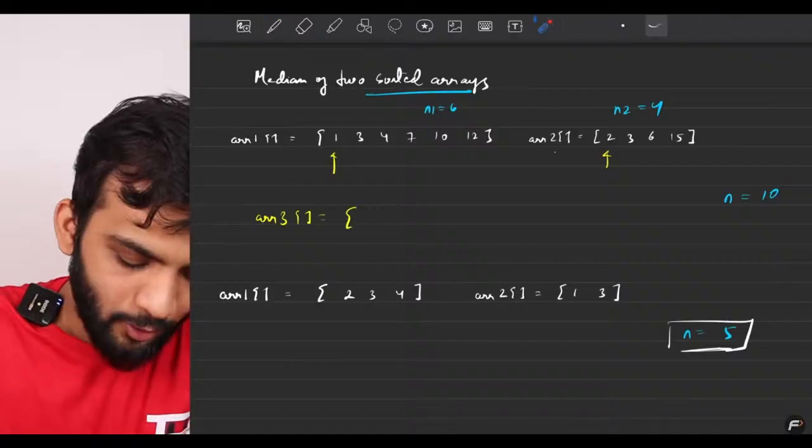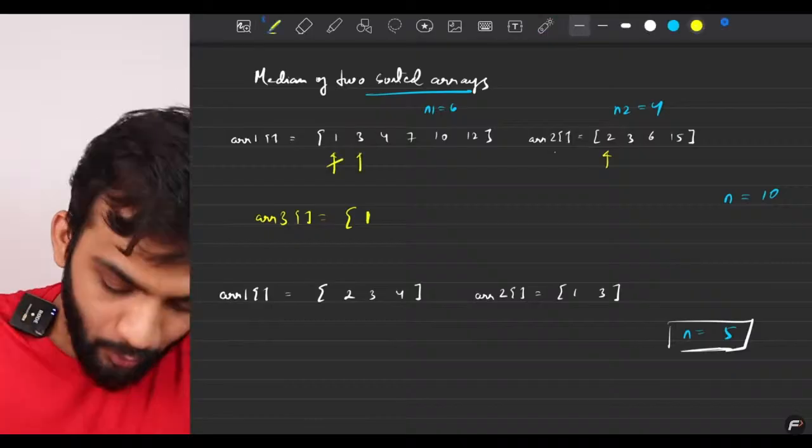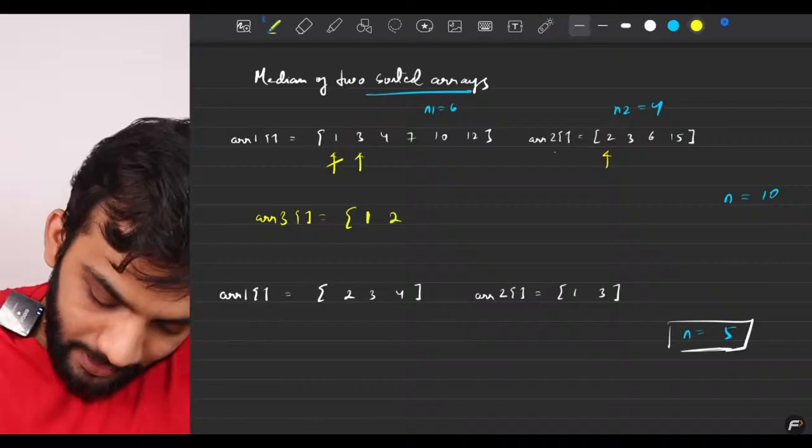I'll take 1 because I'm trying to form a sorted array. So I'll take 1 and I'll move. Will I take 2 or will I take 3? I'll take 2 and I'll move. Will I take 3 or 3? I can take any one. I'll take 3 and move.